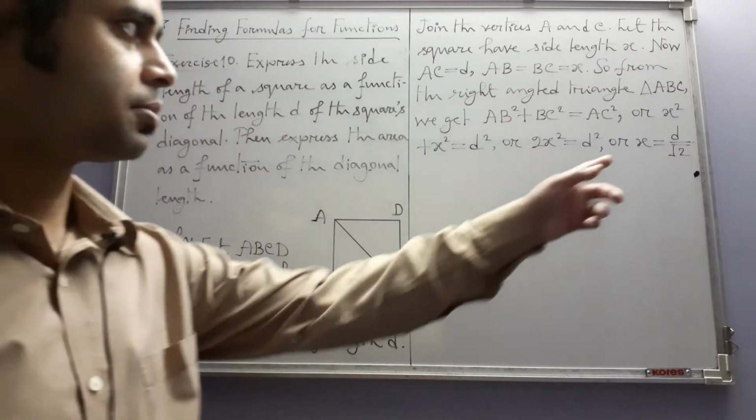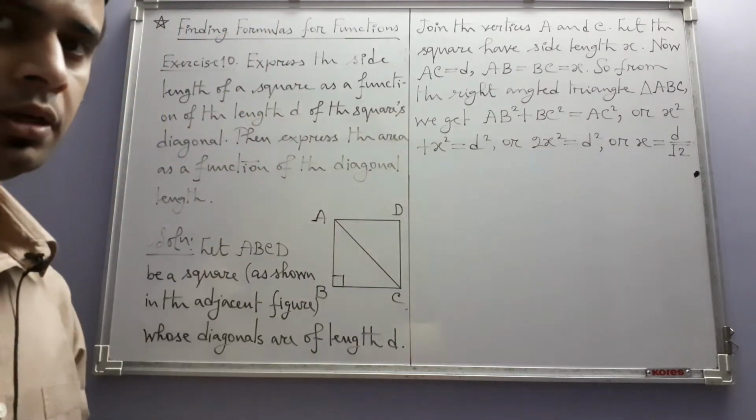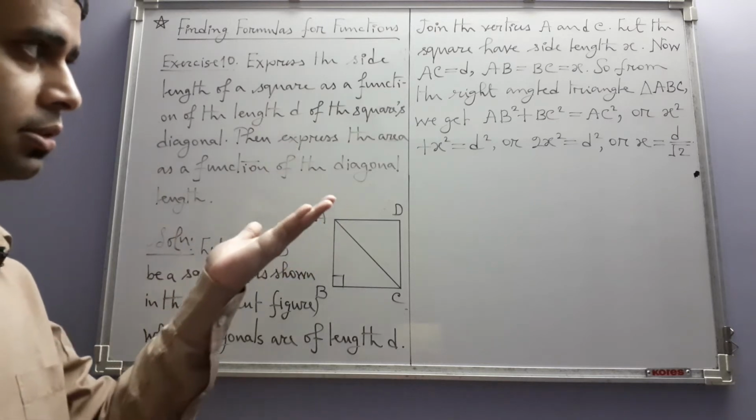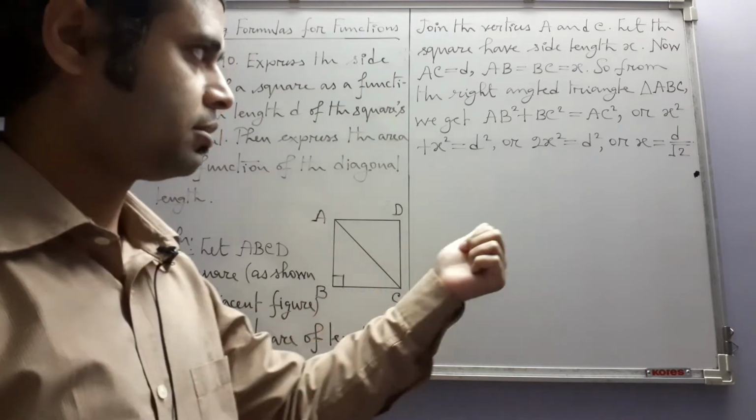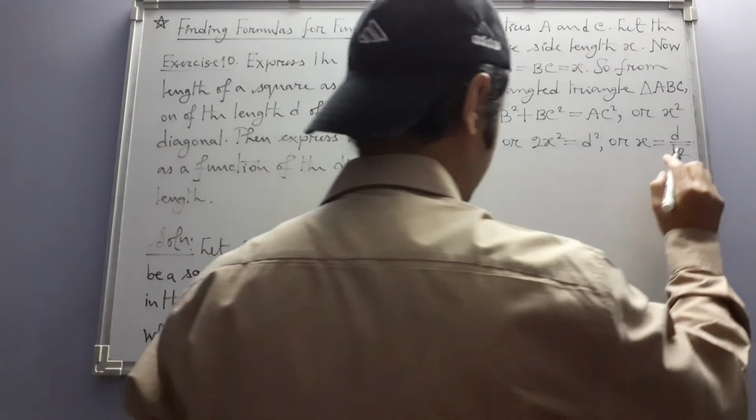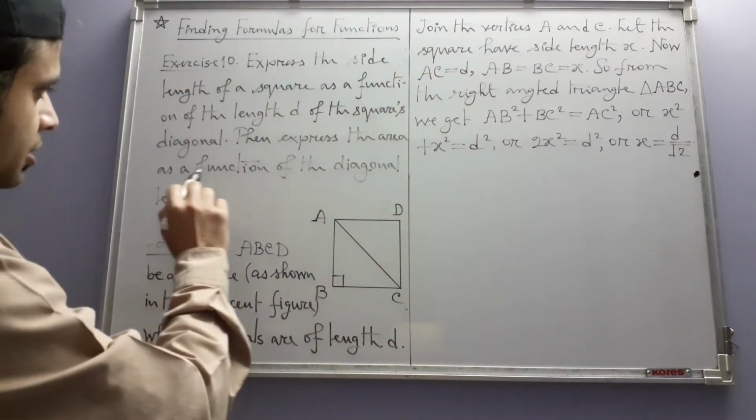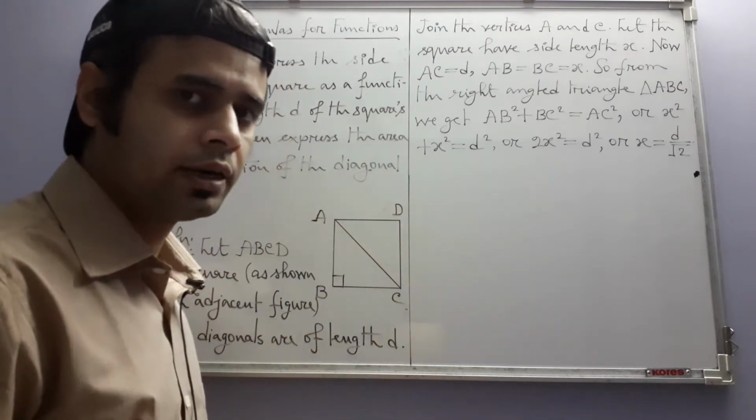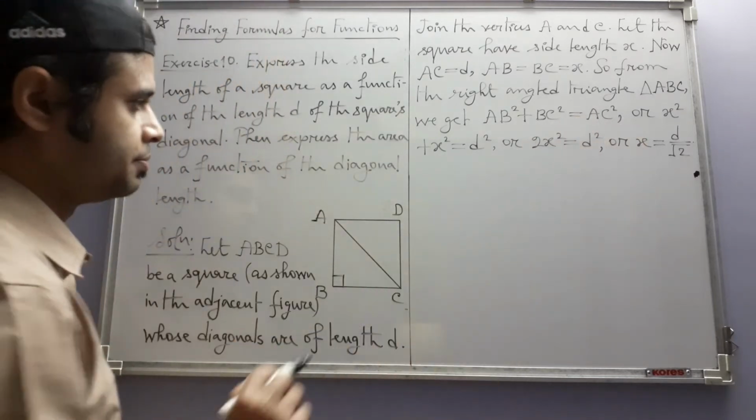So we have expressed the side length x in terms of the diagonal length. It is D divided by root 2. And you can see that since square root of 2 is greater than 1, the side length naturally is less than the diagonal length. Okay. Now we have to express the area also as a function of the diagonal length. Since we have got the side length, area is the square of that. So we can use this expression.